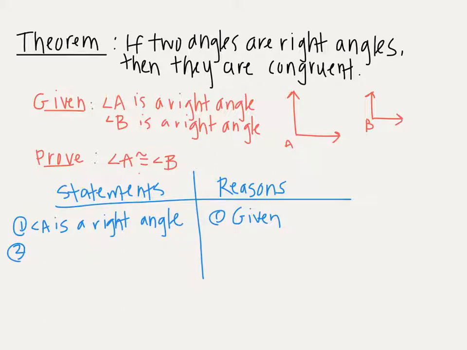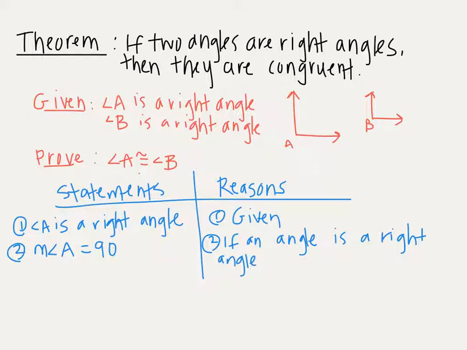Number 2, we know that the measure of angle A is equal to 90. How do we know that? Because if an angle is a right angle, then it measures 90 degrees. That's the definition of a right angle. Right? Statement number 3 is going to do basically that same thing for angle B. So angle B is a right angle.